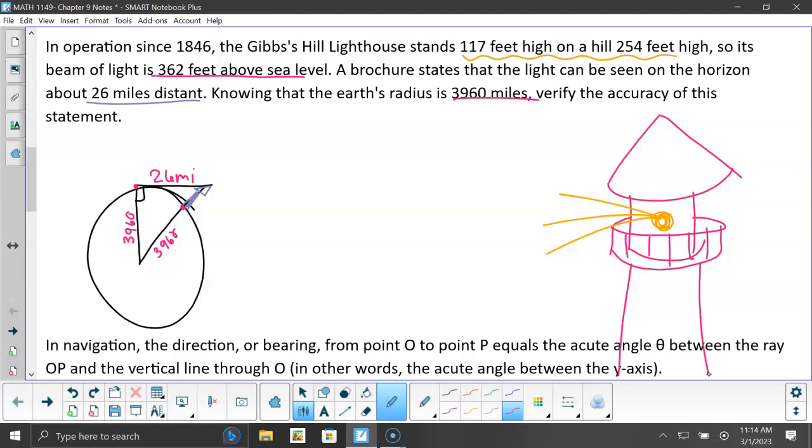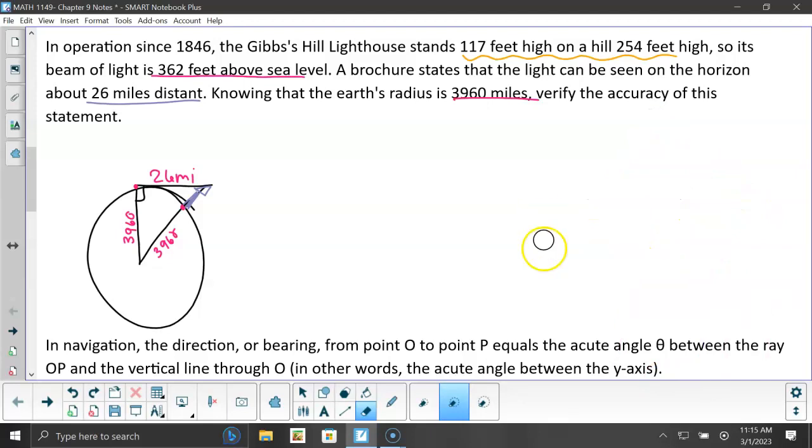All right. So I don't care how high the lighthouse is. I care where the light comes out from. Because this is all just excess crap. The light does not shine out from up here. Sorry. I say this as somebody whose family is obsessed with lighthouses. So, the 362 feet that they give me is how high the light is above sea level.